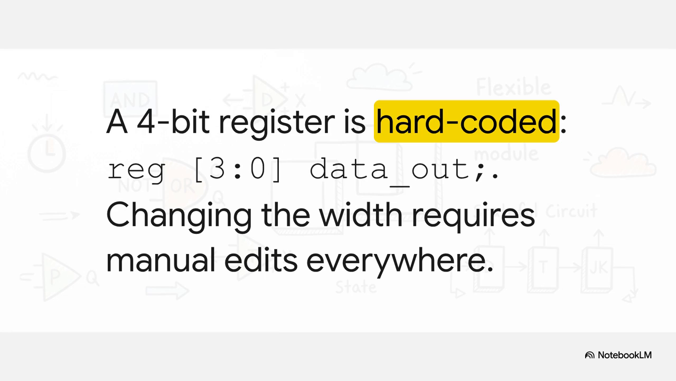Okay, so take a look at this example of a rigid design. We've got a register that's hard-coded to be 4 bits wide. You can see it right there in the code, [3:0]. Now, what if we suddenly need an 8-bit or a 16-bit register? Well, we have to go hunt down this line of code and manually edit it. And that's not just clunky, it's a perfect recipe for introducing bugs, especially if that module is used in like dozens of places.